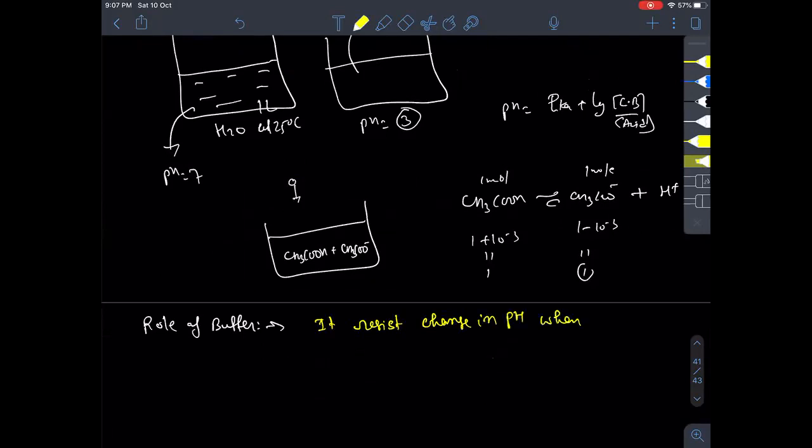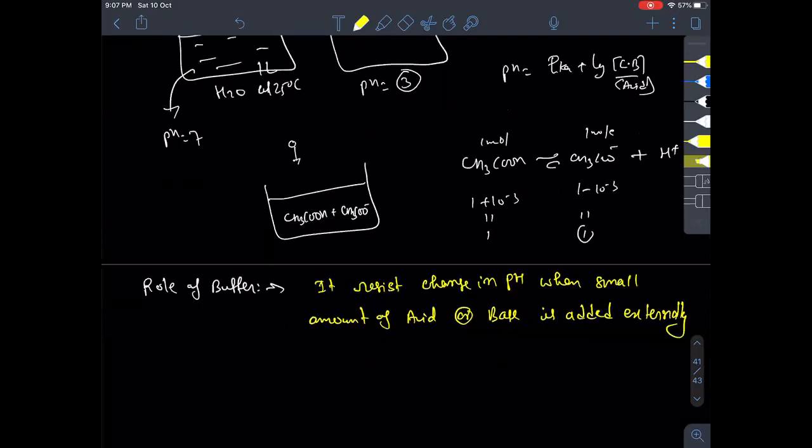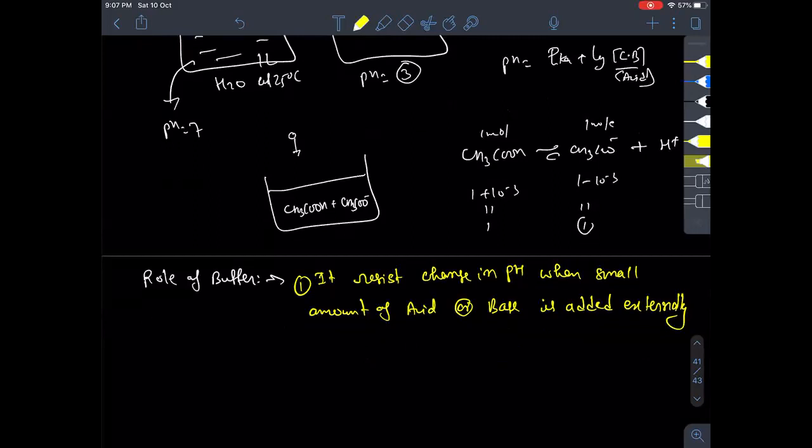When a small amount of acid or base is added externally, right? This is the first characteristic, the first property of a buffer. You can say the role of a buffer or properties of a buffer solution.